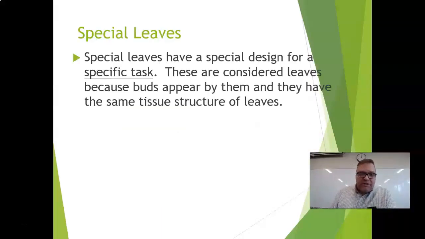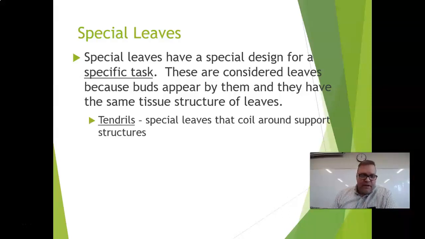There are also special leaves. Special leaves have a special design for a very specific task. These are considered leaves because buds appear by them and they have the same tissue structure of leaves. So tendrils. A tendril is a special leaf that coils around support structures. We saw it in this other video, in this picture.